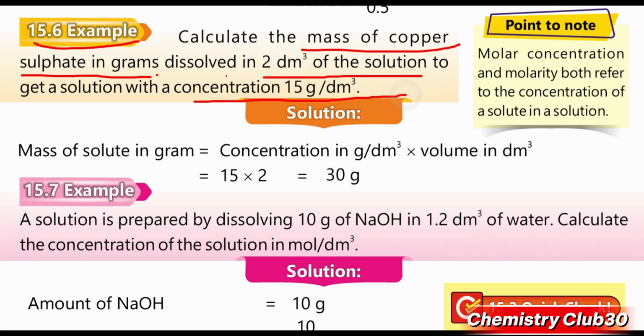The same formula will be used, but we have just rearranged this formula by taking volume to the other side of the equation. The new equation after rearrangement will be: mass of solute in gram is equal to concentration in gram per dm cube multiplied by volume in dm cube. So 15 multiplied by 2, the answer will be 30 gram.